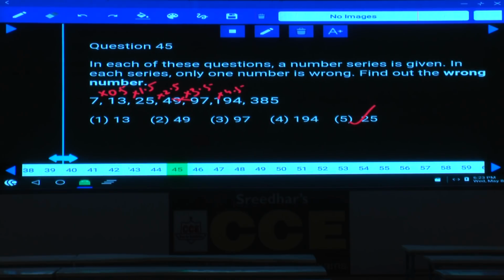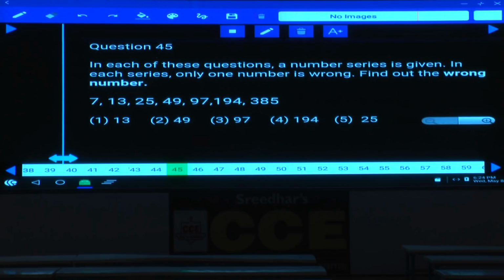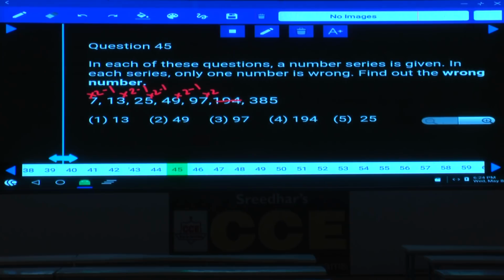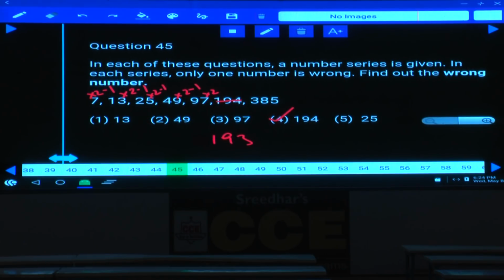Then 45. Now in this 45, 7, 13, 25 and again 194 and 385, the numbers are increasing at a very fast rate, it must be product or combination. Now 13 and 25, 13 into 2, 26 minus 1, 25. 7 into 2, 14 minus 1, 13. 25 into 2 minus 1, 49, into 2 minus 1, 97, 97 into 2, 194 minus 1, 193 is the number. 193 is the correct number and the wrong number is 194, choice 4 is the answer. Done? And this is about question numbers 41 to 45.